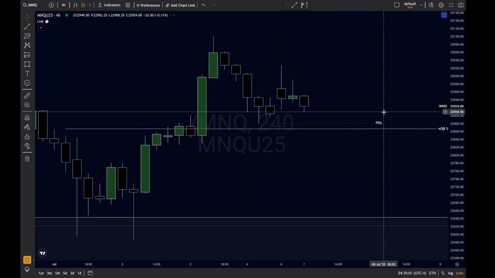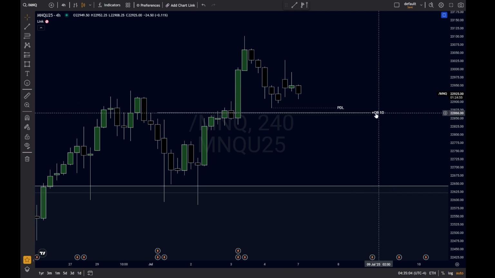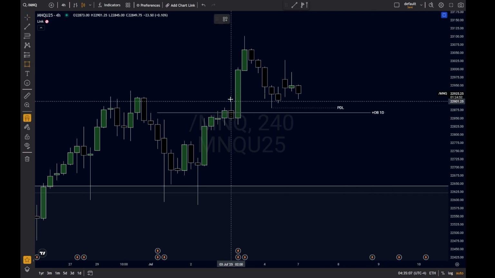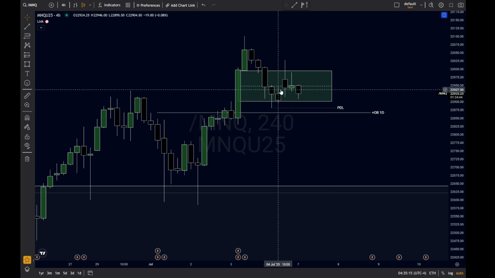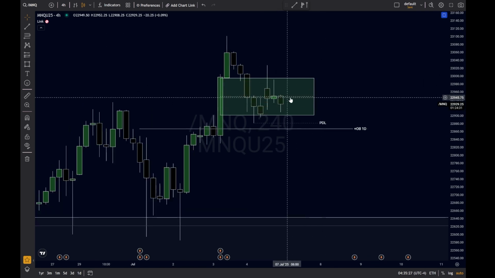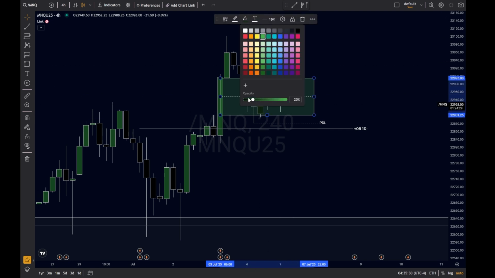Next chart, next time frame, I'll go down to the 4 hour. So got the daily order block, got previous day's low. Currently trading inside this 4 hour buy side imbalance. Expecting the lower half at the moment. Here's a new day opening gap. It's from here to here. So we're currently expecting the lower half of this 4 hour buy side imbalance.